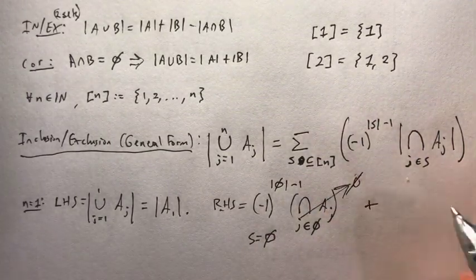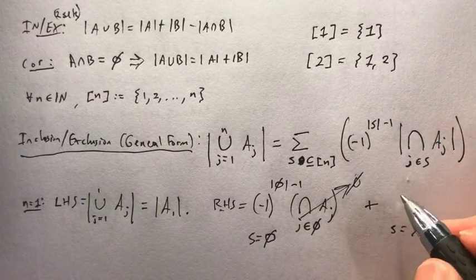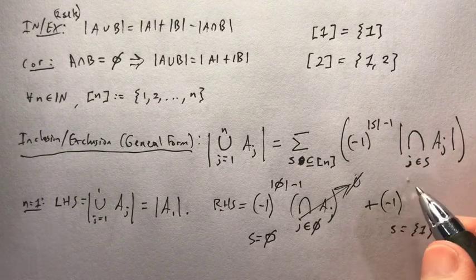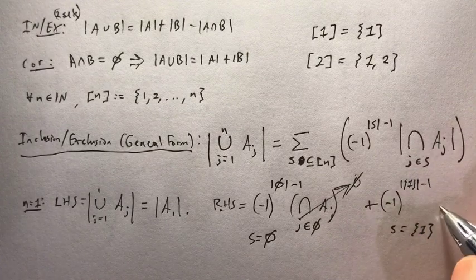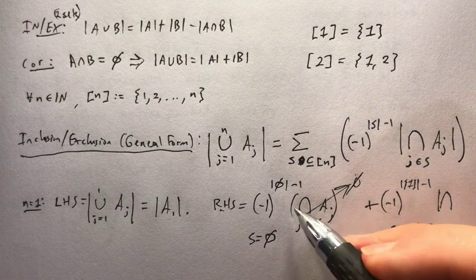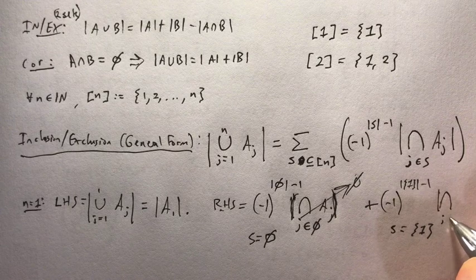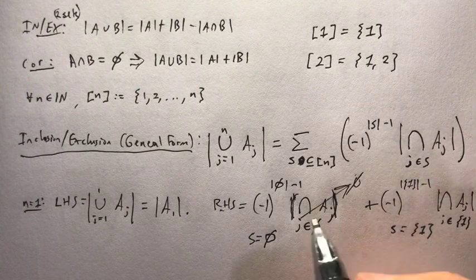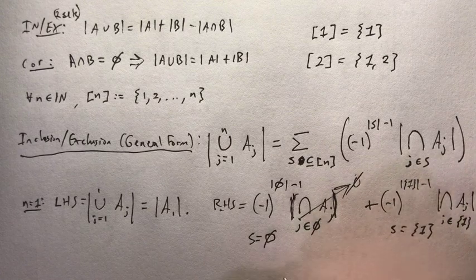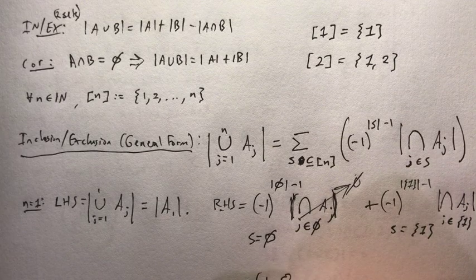And then we're going to add this to the case when S is just the set containing the element 1. And what's that? Well, -1 to the size of the set containing the element 1, minus 1. And we're going to look at the size of, oh, I forgot the size bars here, the intersection over j in the set {1}. Well, this is going to be, of course, 0. And -1 raised to the -1 power is -1, so it's -1 times 0.